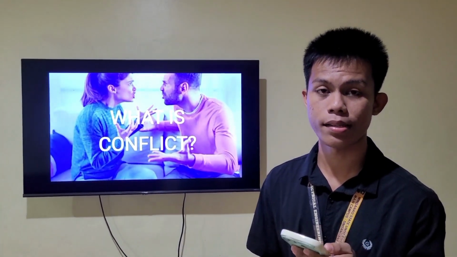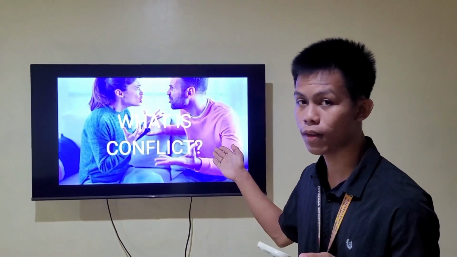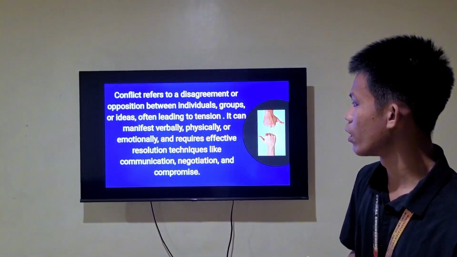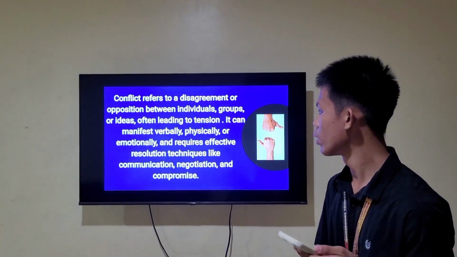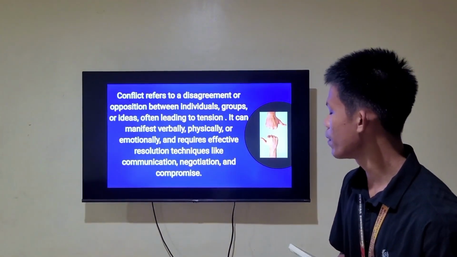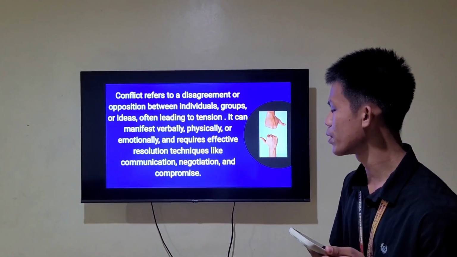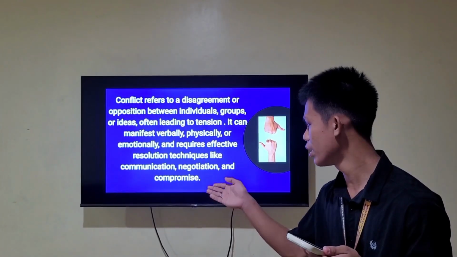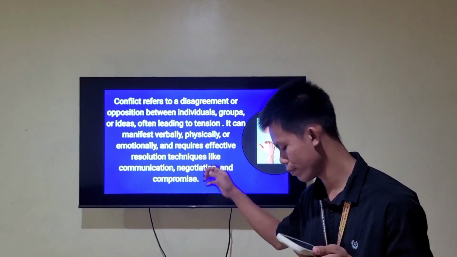So, let's start our lesson with the question, what is conflict? Conflict refers to a disagreement or opposition between individuals, groups, or ideas, often leading to tension. It can manifest verbally, physically, or emotionally, and requires effective resolution techniques like communication, negotiation, and compromise.